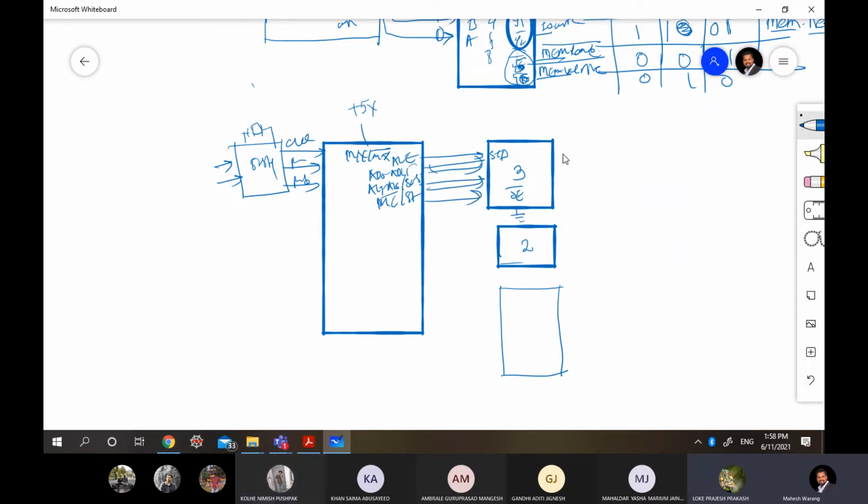Are you getting it? Now at the output, what will be available? A0 to A19 and BHE bar. And from here we can take out the status lines S7 to S3. And these are the data lines which we will be giving to the transceiver. Are you getting it?